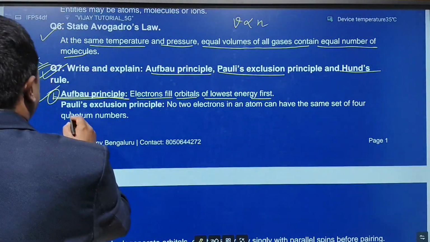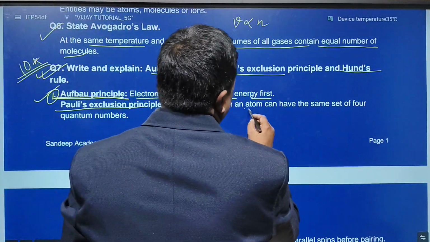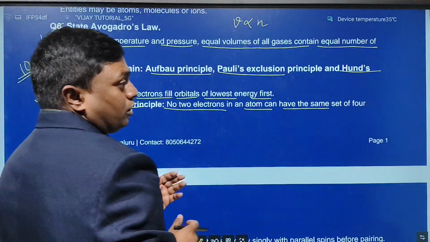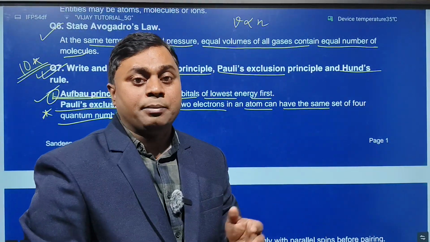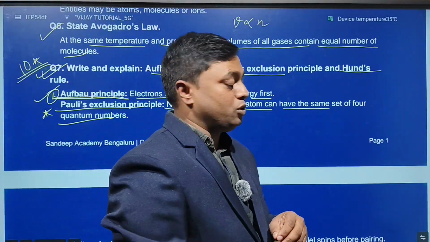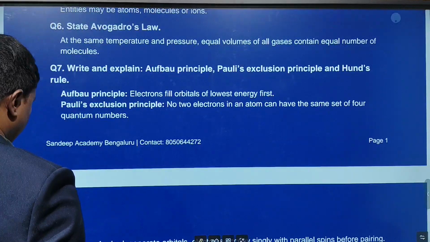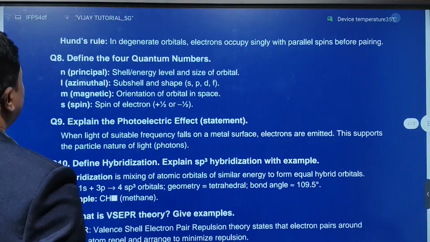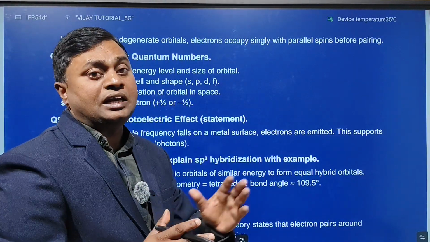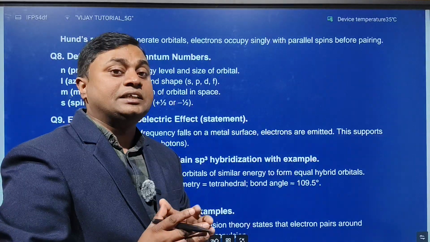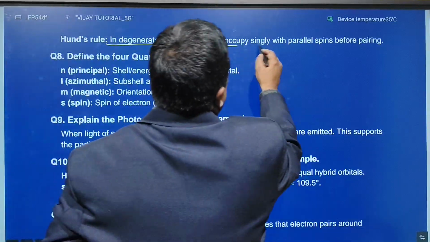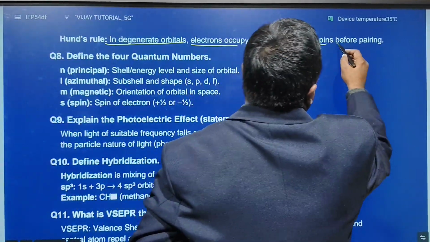Yes or no? Next, Pauli's exclusion principle. No 2 electrons in an atom can have the same set of 4 quantum numbers. This is important. 4 quantum numbers are there: n, l, m, and s. For any 2 electrons, the set of 4 quantum numbers cannot be the same. Yes or no? And the next is Hund's rule. The pairing of electrons in an orbital belonging to the same subshell is not possible until each orbital is singly filled. We can write like this also: in degenerate orbitals, electrons occupy singly with parallel spins before pairing. Yes or no?